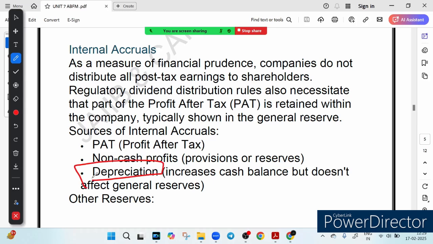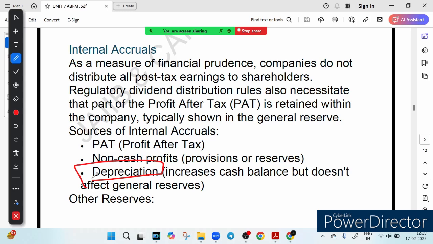And depreciation: a smart way to reduce tax liability while increasing cash reserve, but it does not directly boost general reserve. Let's make it more clear. Depreciation increases the cash balance but does not affect the general reserve. What is depreciation? Depreciation means the reduction in the value of an asset over time, like when a machine or building gets older and loses its value.